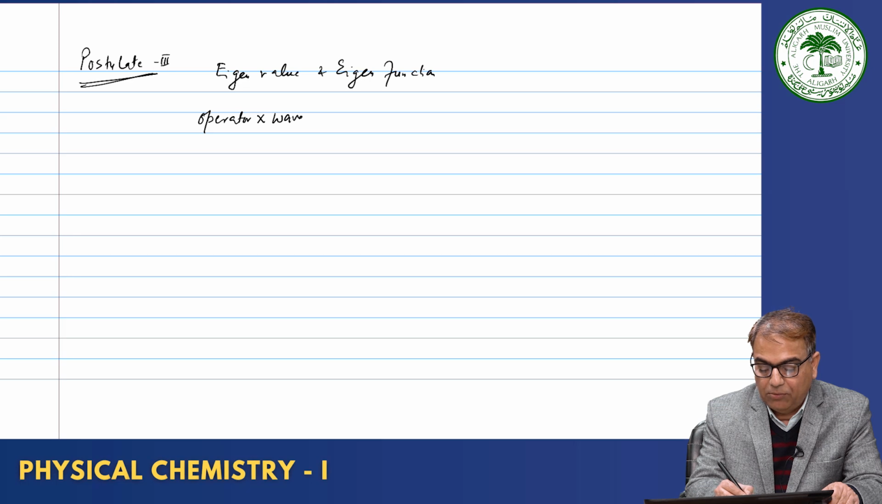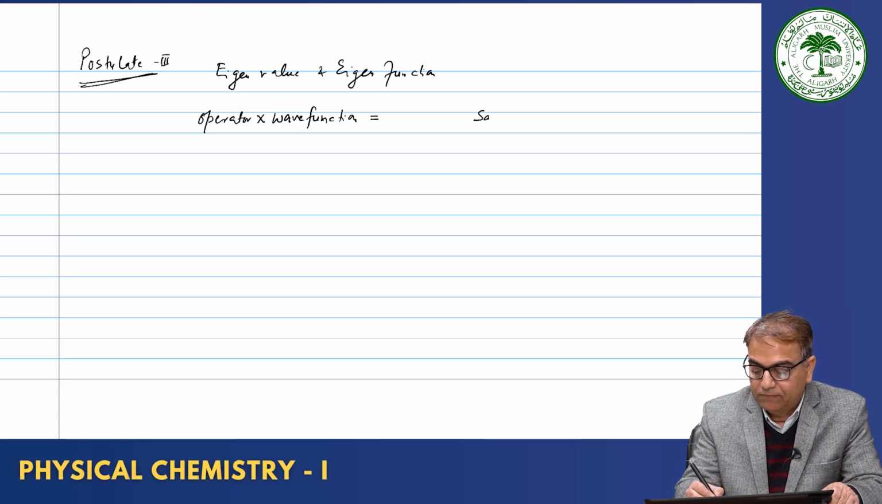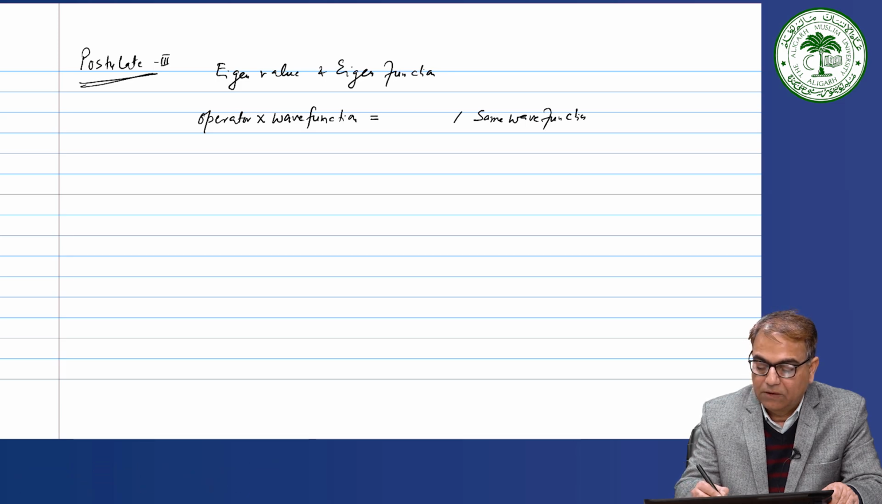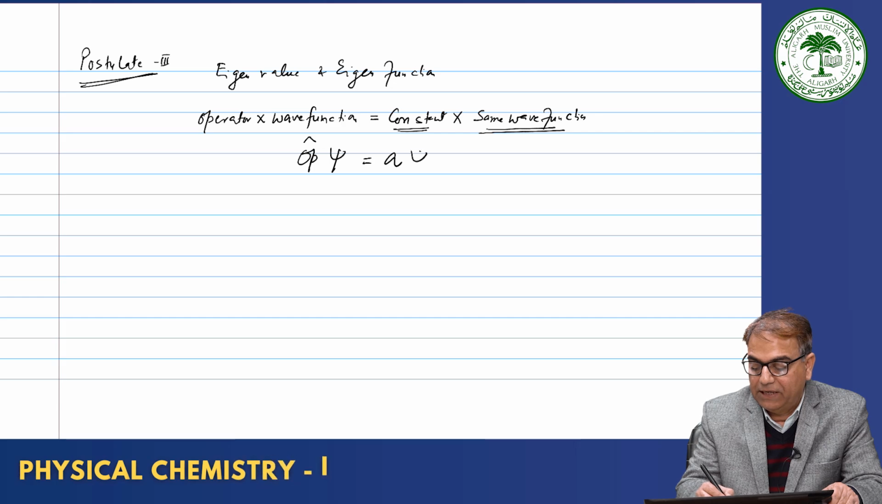operate on a wave function, then you may get the same wave function multiplied by a constant. And if it is so that you get a constant multiplied by the same wave function, so now I write operator OP on a function psi, giving you a constant a multiplied by psi, then this particular equation is called eigenvalue equation.